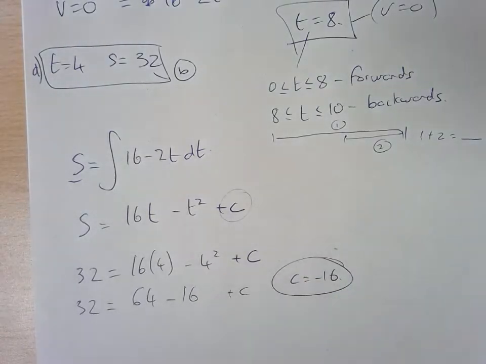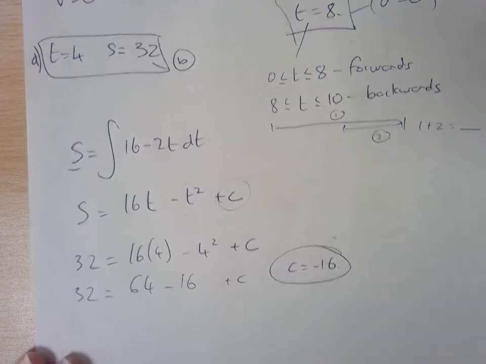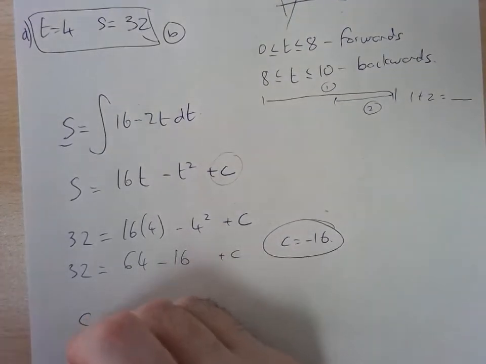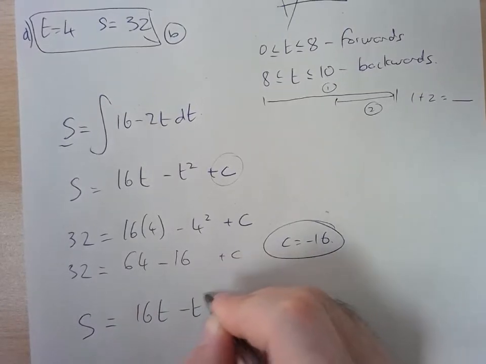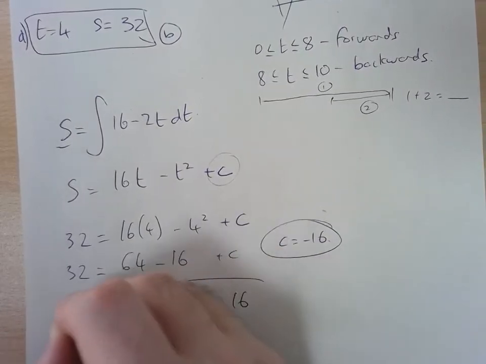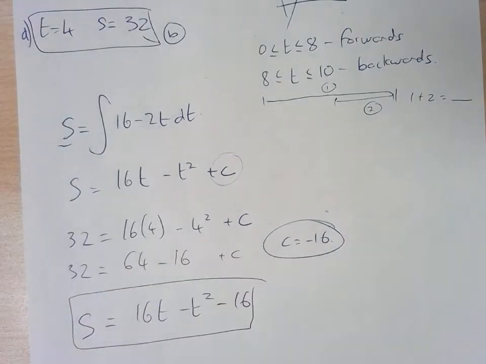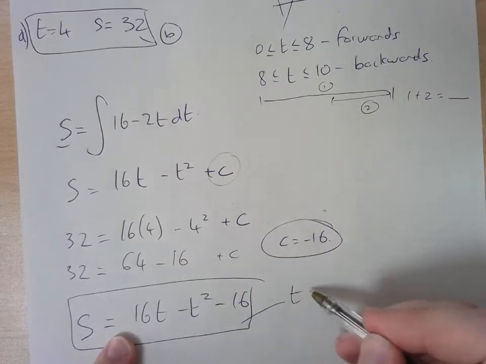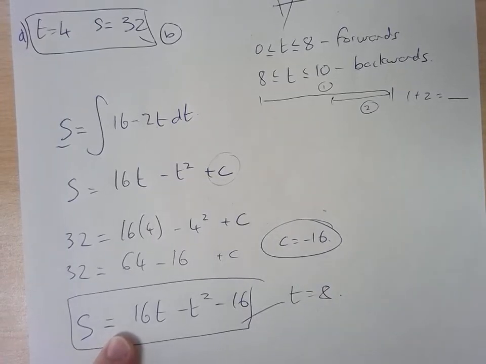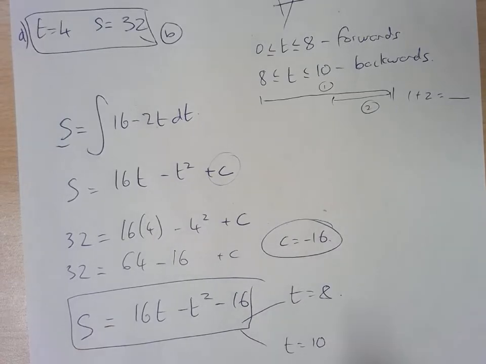So that is our constant of integration for the second part of the journey. So we have s equals 16t minus t squared minus 16. Okay, so looking at our journey, we need to work out the distance from the origin at t equals 8, and also the distance when t equals 10. And we'll see why these are useful later.